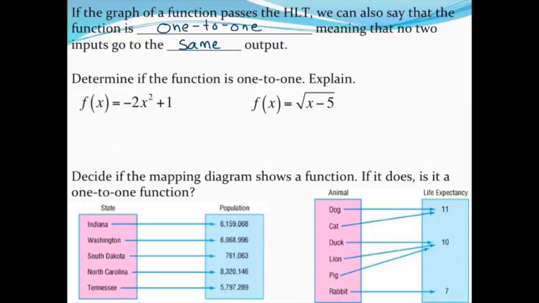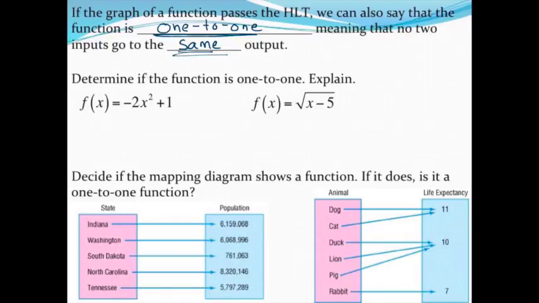If a graph passes the horizontal line test, we can also say that the graph is one-to-one. We know that passing the horizontal line test means the inverse is a function, but here's a different way to say it. We say it's one-to-one. What this means is that every single input goes to its own unique output. In other words, no two inputs have the same output.